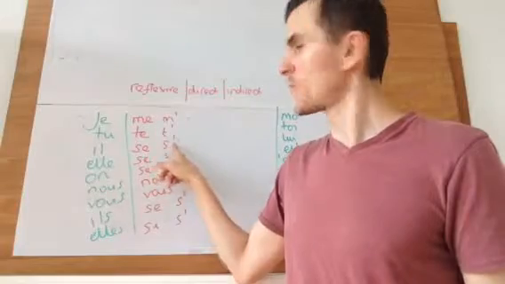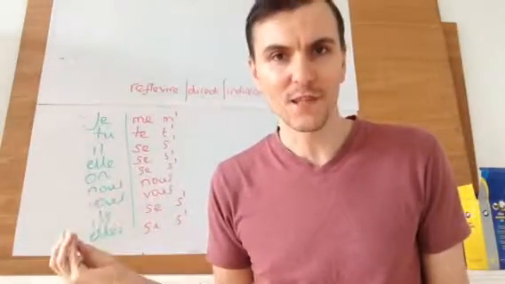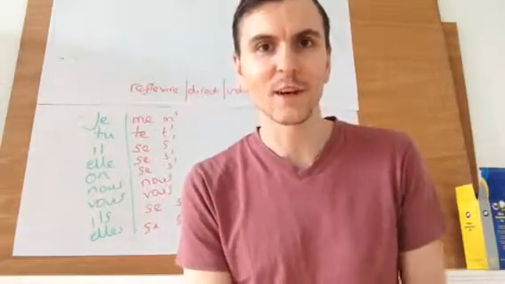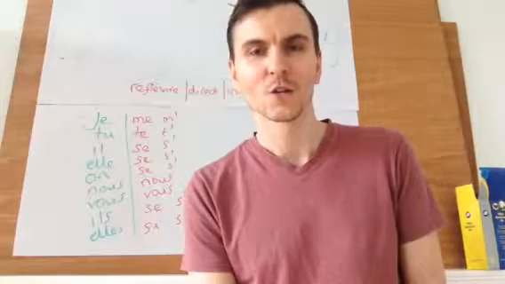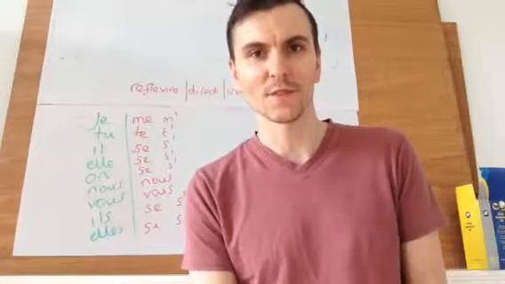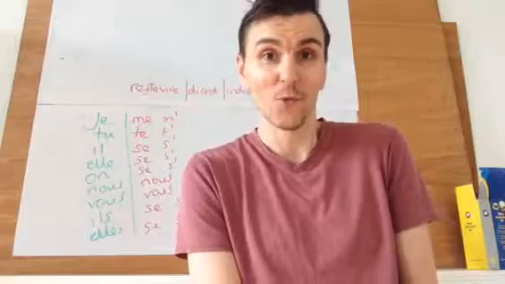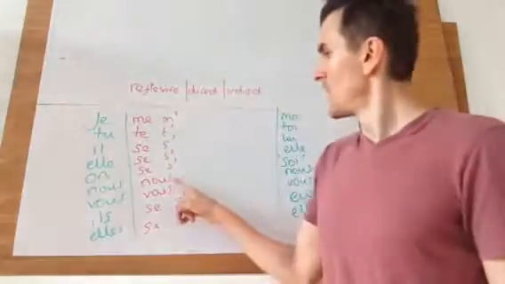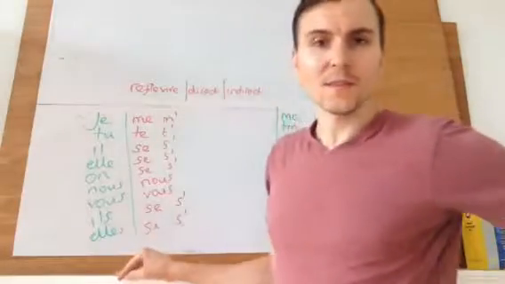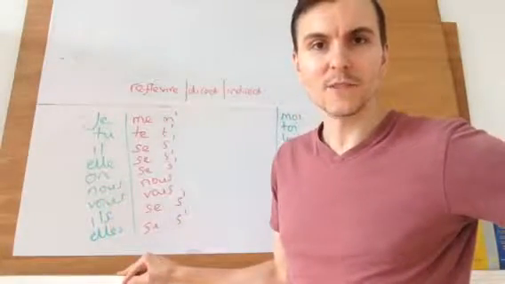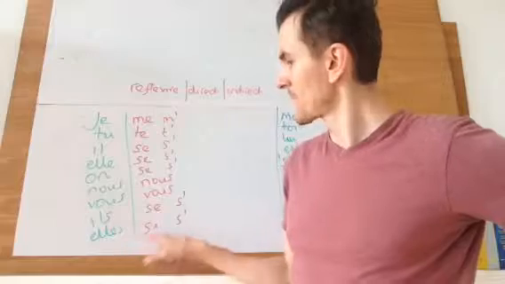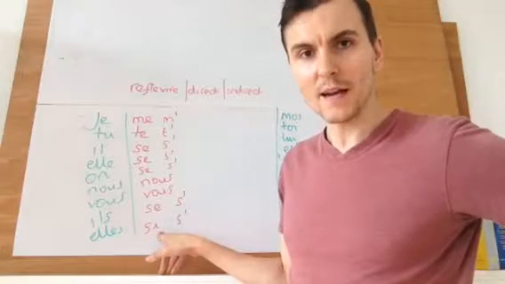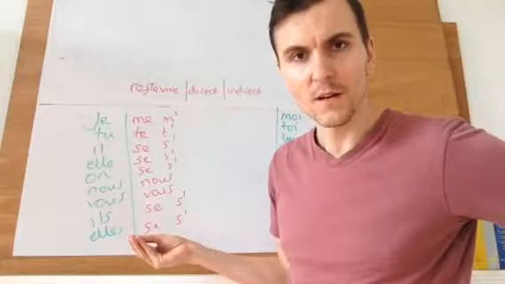Se will be se for self. Say this with me 3 times. Se for self, se for self, se for self. The first 2 letters of the 4 letters in the word self, okay? Nous and vous are the same word, so that's easy to remember. Yep, and they, again, se for self.